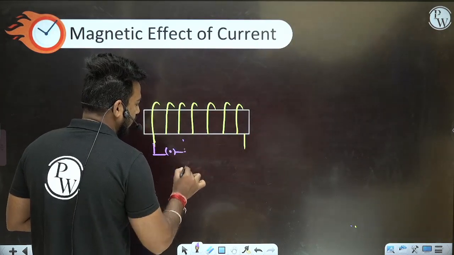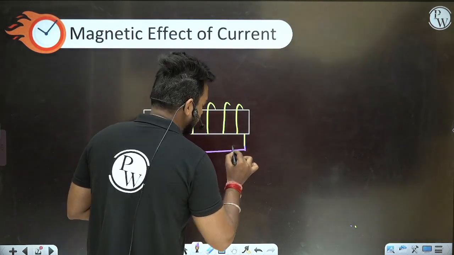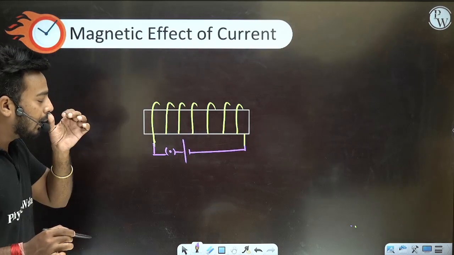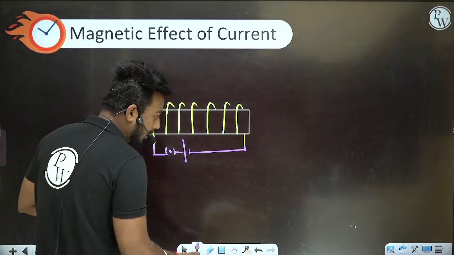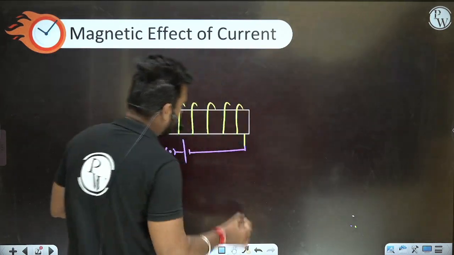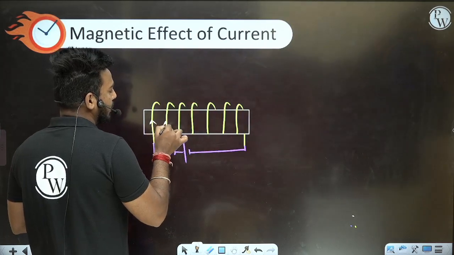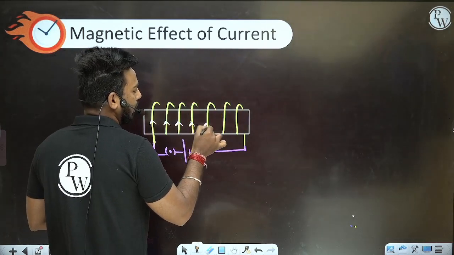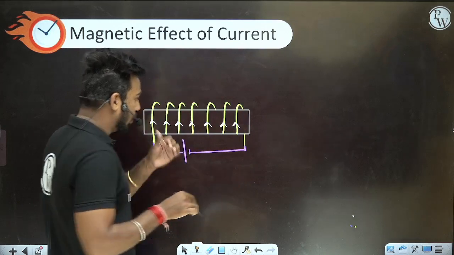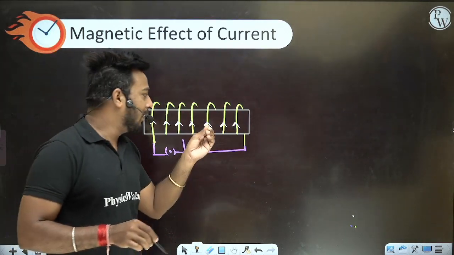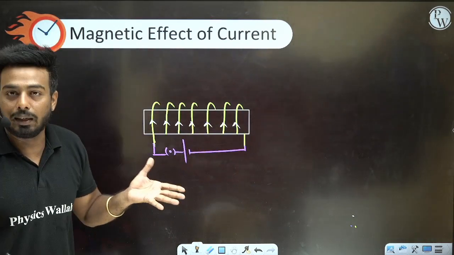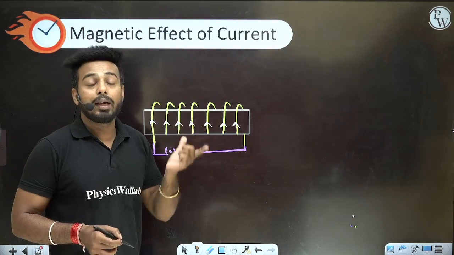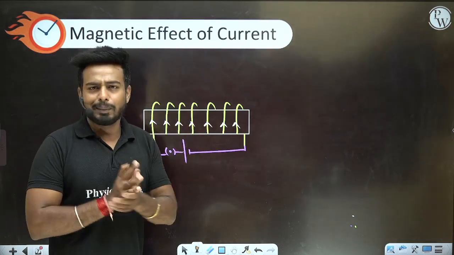Whenever current flows through it, the piece which is made of soft iron acts like a bar magnet. So that is the flow of current. How can we find the polarity of this magnet? There is a simple way.